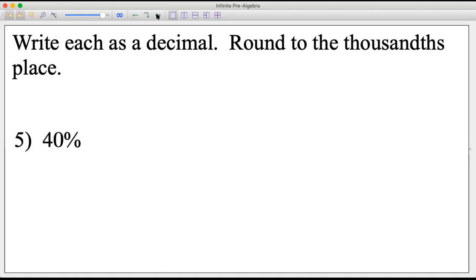By the way, this is how the test will appear as well. The first thing I'll ask you is decimal to percent. The second thing is going to be percent to decimal. There we go.